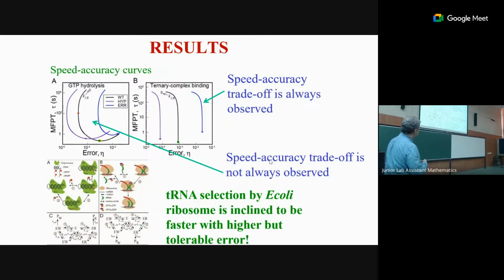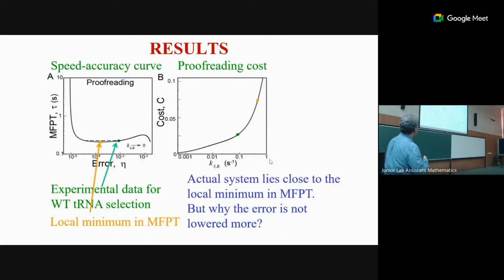So it seems the tRNA selection by the E. coli ribosome is inclined to be faster with higher but tolerable error. Again, we plot this changing the rates, for a specific time and error. This is the experimental observation, and this is the maximal possible speed here. The question is, why is the system not trying to move in this direction, where you can kill two birds with one stone, so you can be both precise and fast? The reason is energy. You actually have to spend some energy.